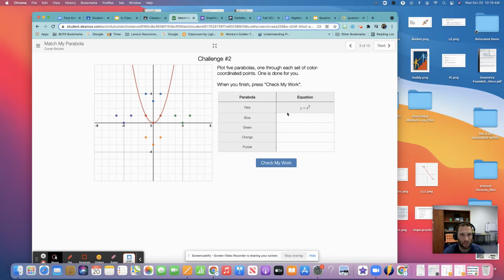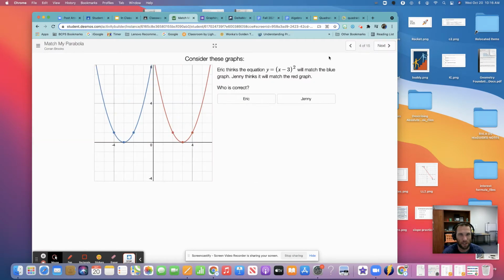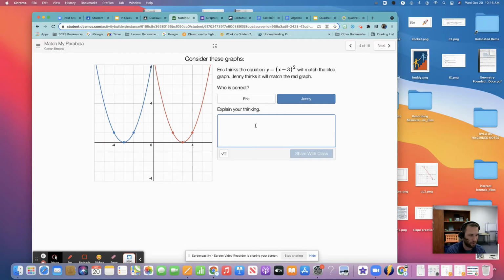And then challenge two, that's the same thing. So you follow vertex form, so a times (x minus h) plus k. Let me go on a little bit faster here. Eric thinks that the equation is y equals x minus 3. Well, you should know that h is a liar, so this is actually going to push it to the right. And so Jenny is correct. It's the red graph.